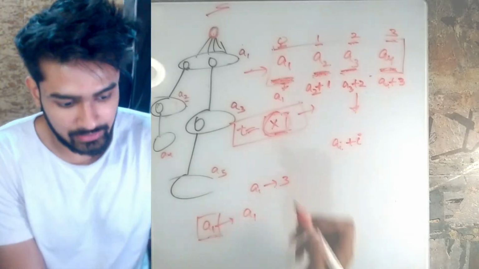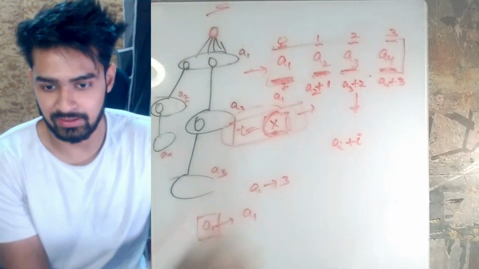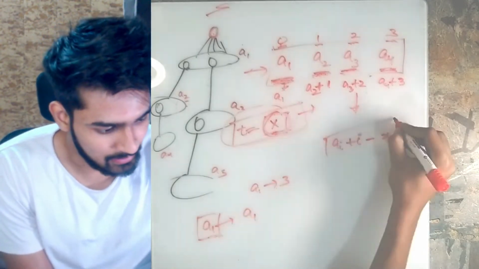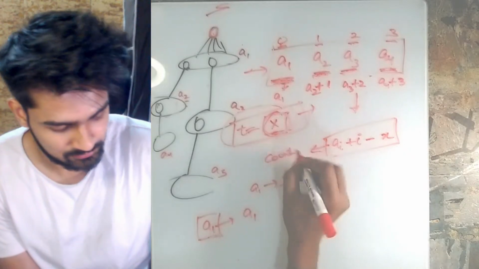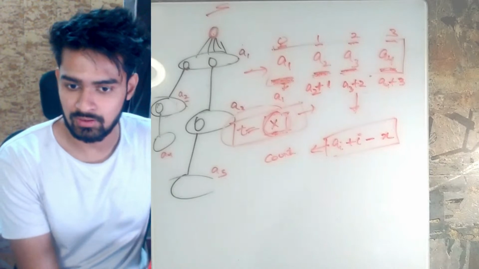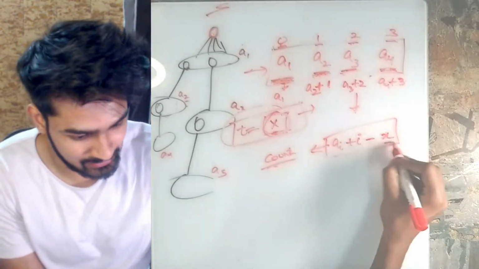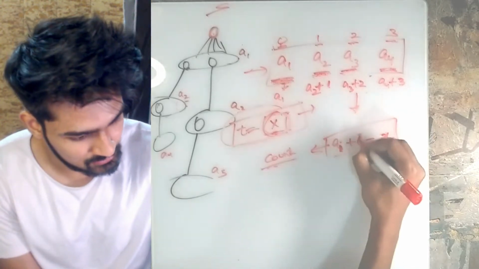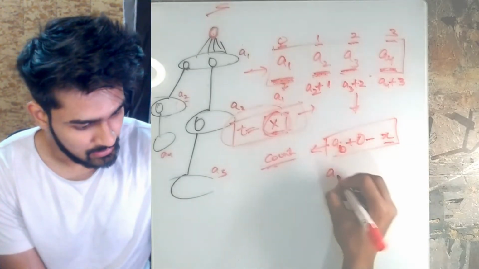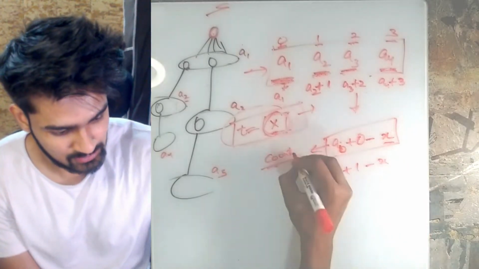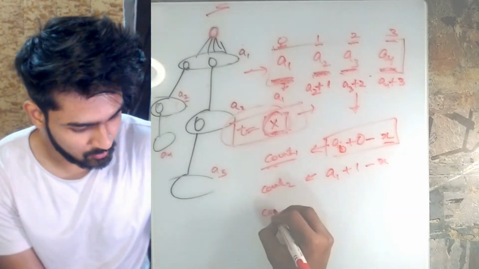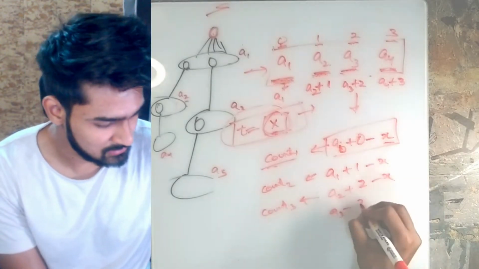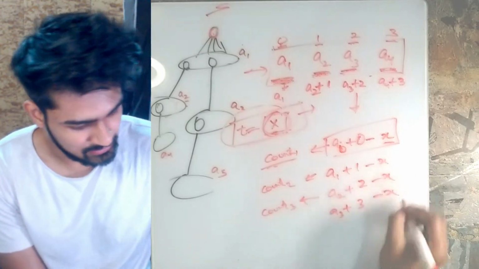Now, how many total seconds do we have? We have X number of seconds. So if we subtract X, let's say the value left after this was count. This is the number of values left after X seconds. Similarly for the others. So we can write A0 plus 0, A1 plus 1 minus X. This is count 1, this is count 2, then count 3 will be A2 plus 2 minus X, and for A3 it is A3 plus 3 minus X, this is count 4.